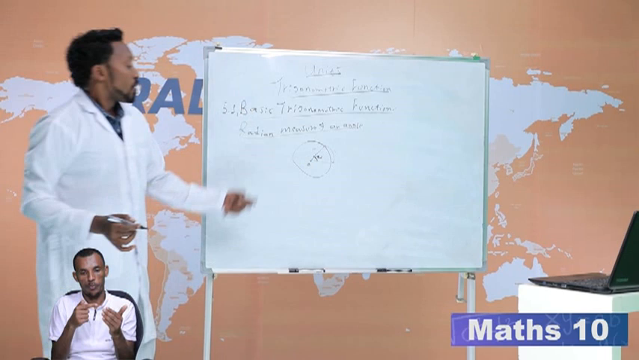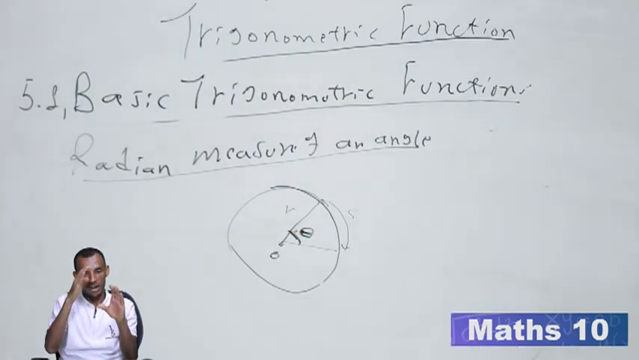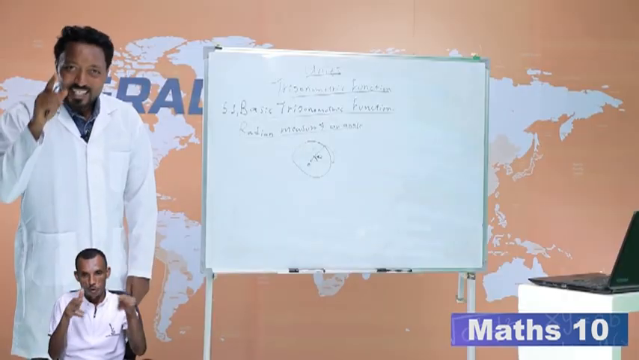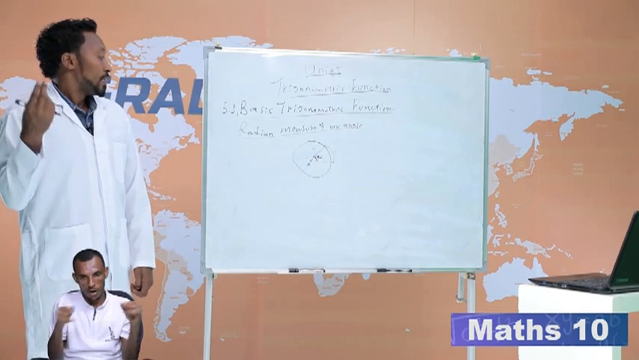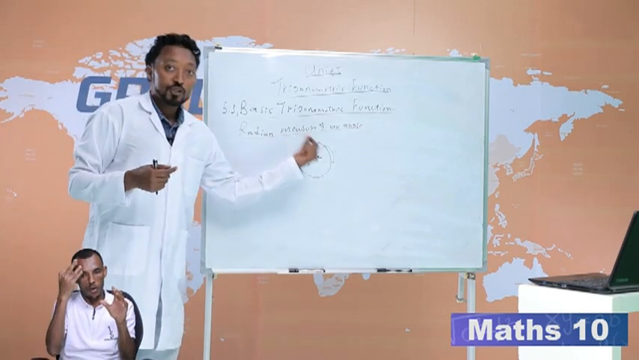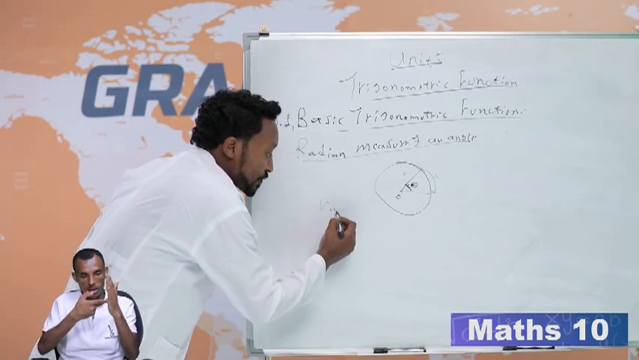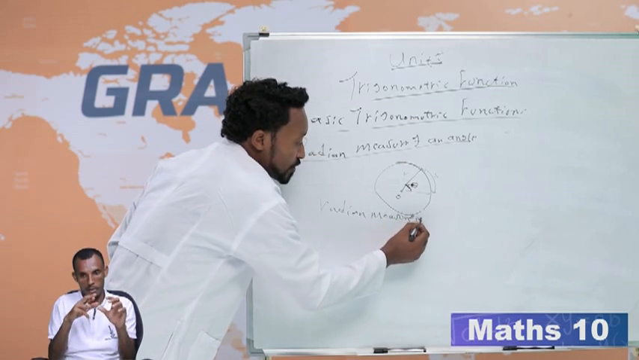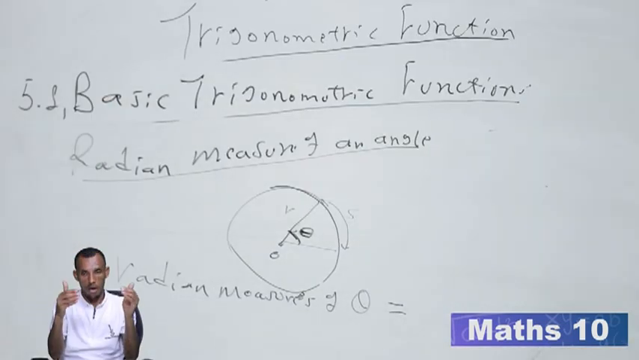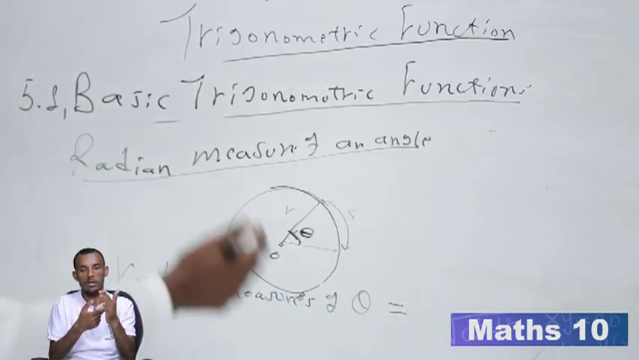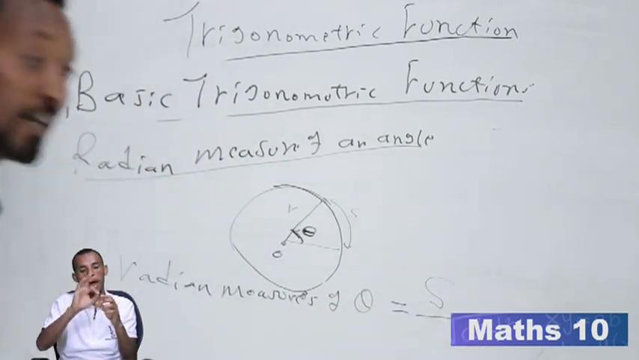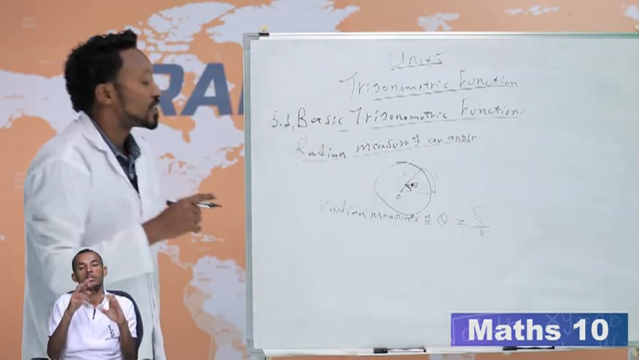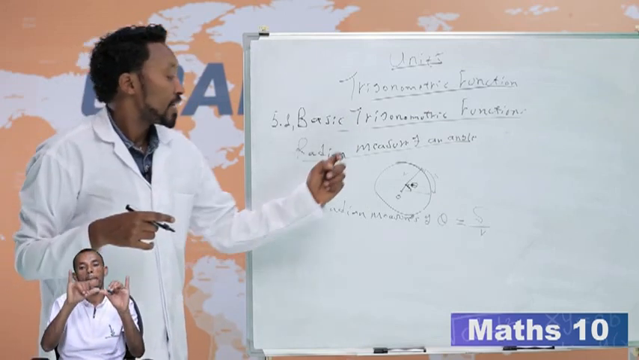Therefore, what does theta in radian measure mean? Theta in radian measure means the ratio of the subtended arc divided by the radius. This means the radian measure of theta equals the subtended arc S divided by the radius r. This is known as the radian measure of a certain angle theta.